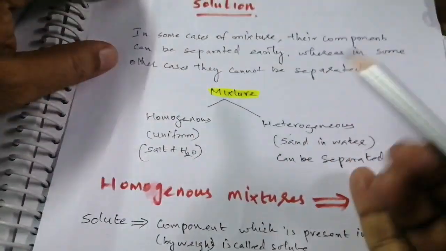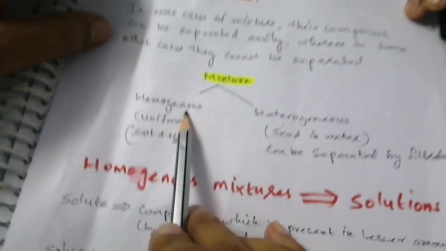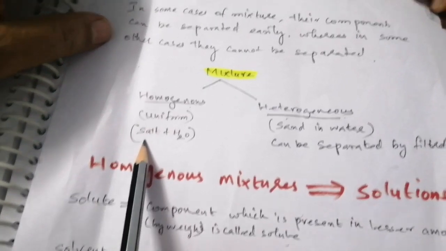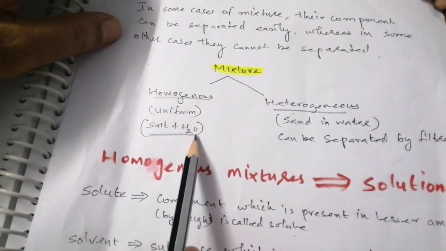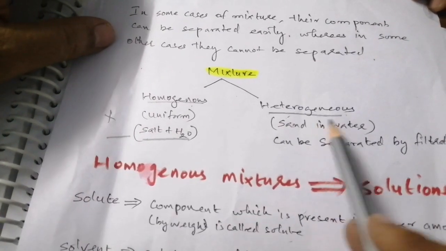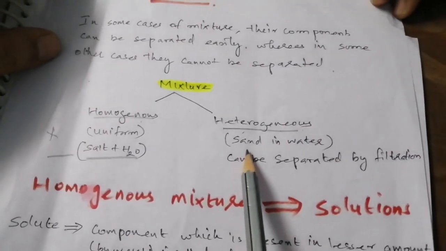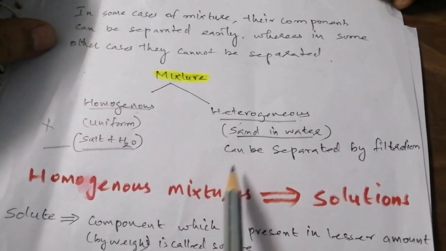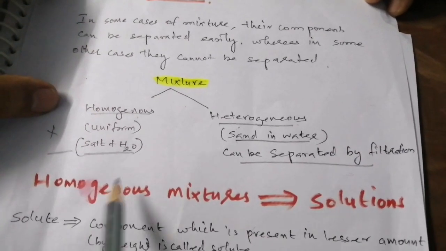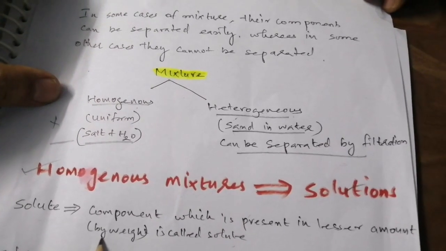We are talking about mixture, homogeneous mixture, heterogeneous mixture, and this is an example for homogeneous. Salt plus water cannot be separated, and this is heterogeneous mixture. An example for that, sand and water, this can be separated by filtration. And homogeneous mixtures, they are called solutions.